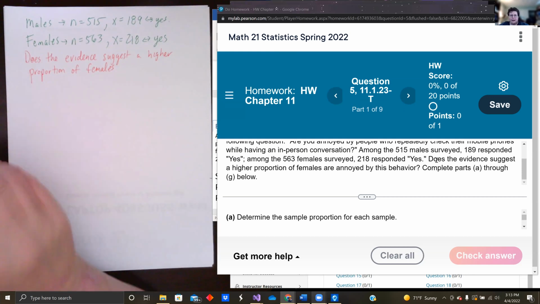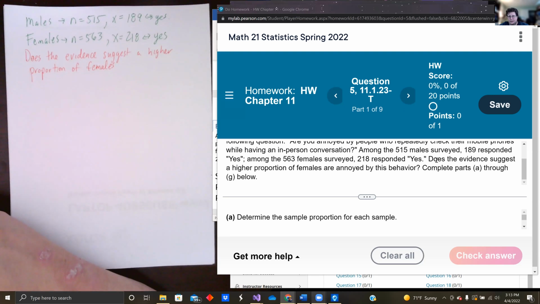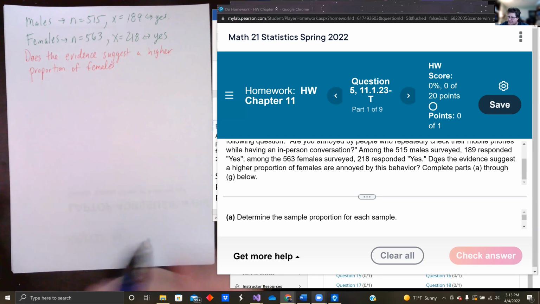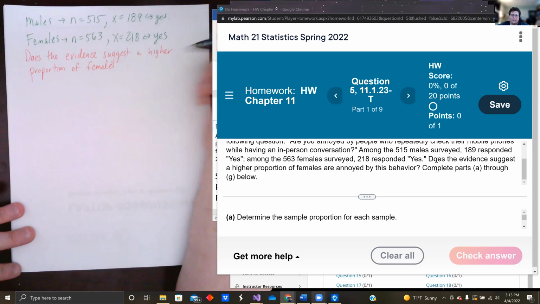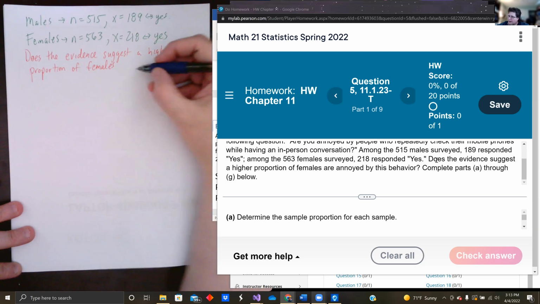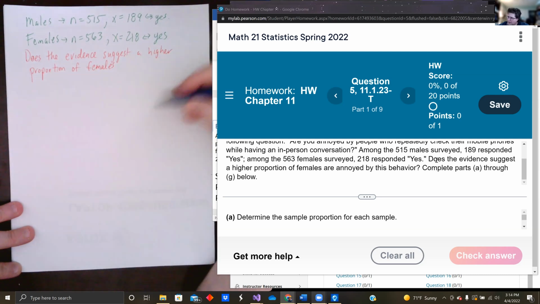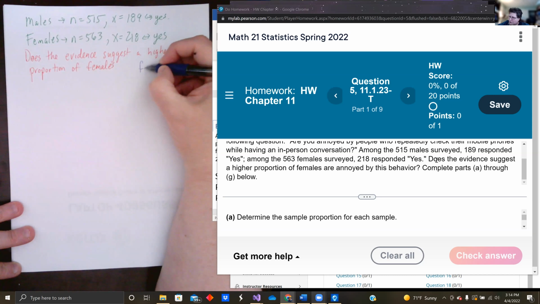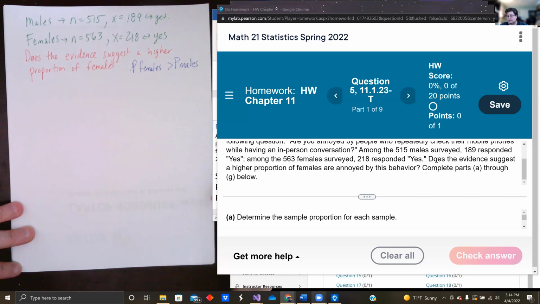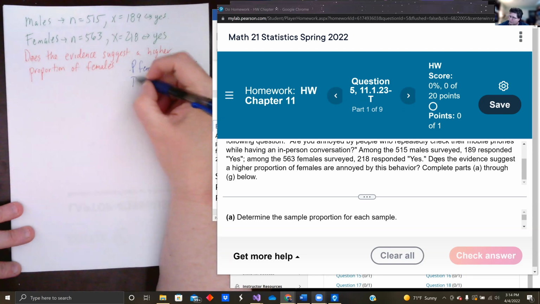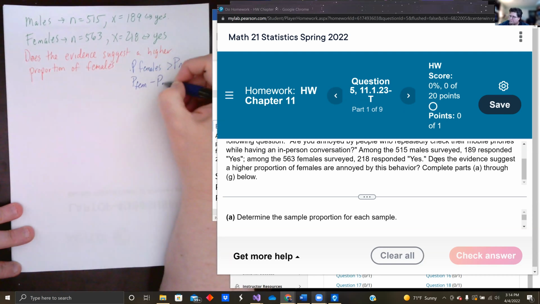Okay, so with that in mind, I'm going to write this down because I need to see it. I can't just drop in p1 and p2 and hope I'm going to be right. A higher proportion means that females have a larger number than males. The female proportion, so p for females, should be bigger than p for males. So if I want everything on the left, I'm going to have p for females minus p for males is greater than 0.